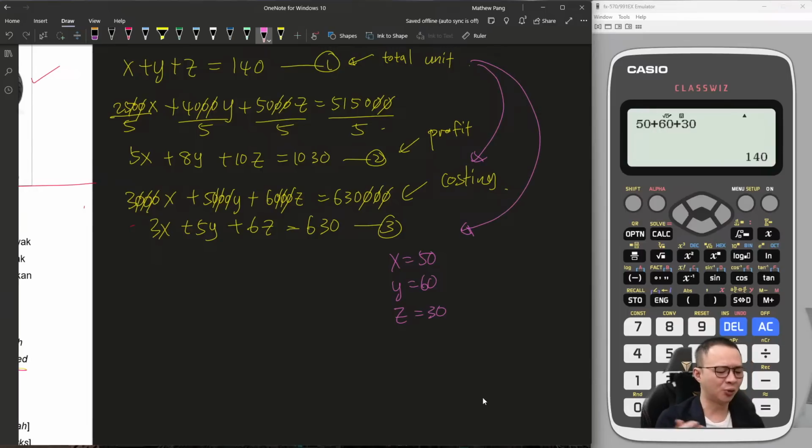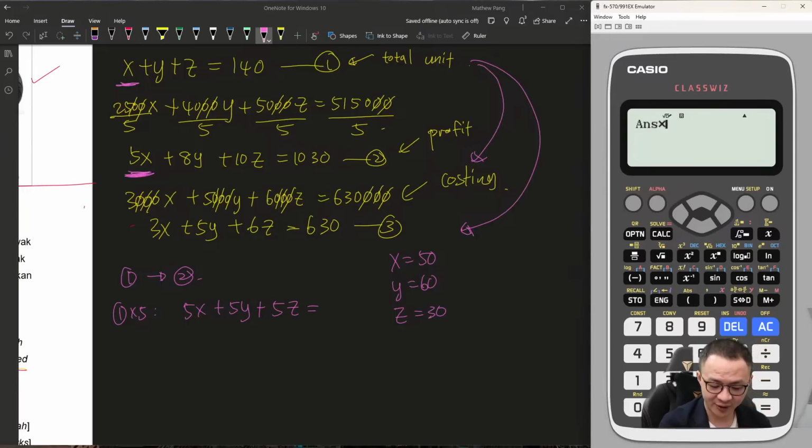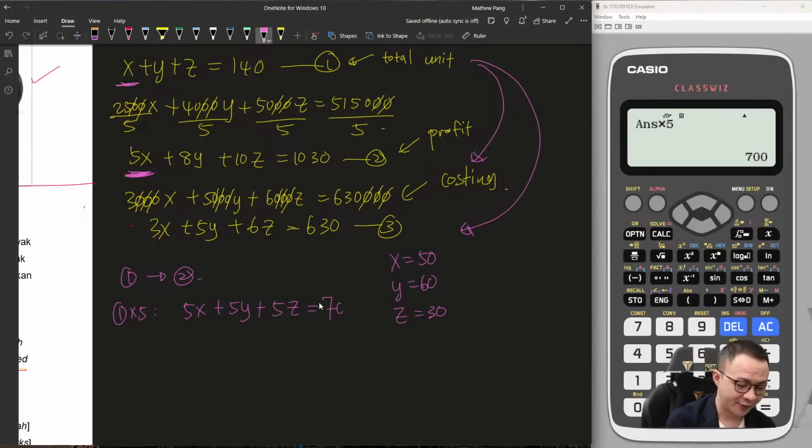I use the first equation for the elimination because it has 1x, so it's very easy to multiply. Right now, I will do the first equation with the second equation first. The second equation has 5x, and the first equation only has 1x. So I will multiply the first equation by 5 to get 5x in both. So I have 5x plus 5y plus 5z equals 140 times 5, which is 700.